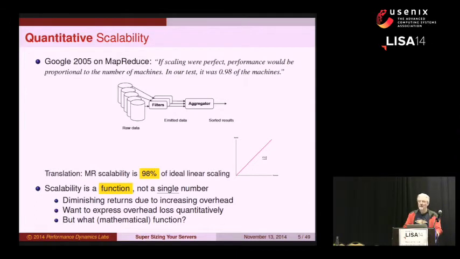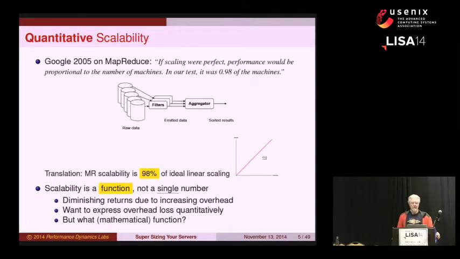So it's an improvement, but it's still not good enough because the fact of the matter is the scalability is a function, not a single number. And the reason for that is because I'm sure you're all aware that as you scale the systems up, typically they show some kind of diminishing return characteristic. And it's actually that characteristic that I want to quantify.